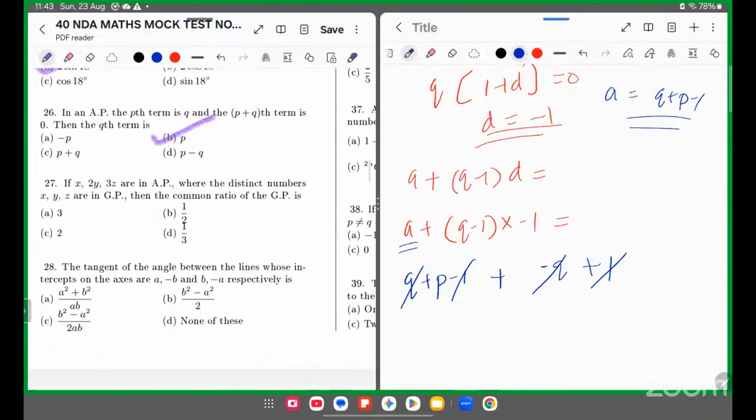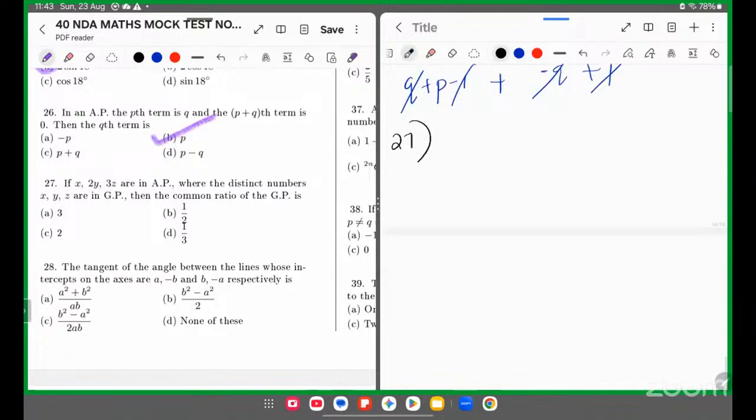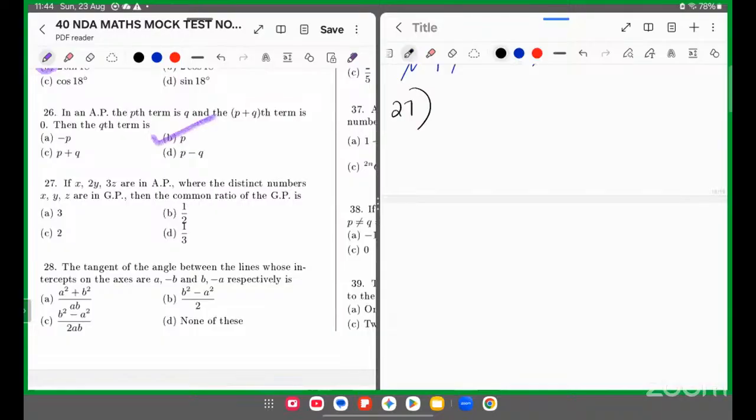Question number 27. If x, 2y, 3z are in AP, where the distinct numbers x, y, z are in GP, then the common ratio of the GP. So I can say that x plus 3z equal to 4y and y square equal to xz. Y square is equal to xz. Okay, the common ratio we have to find out.